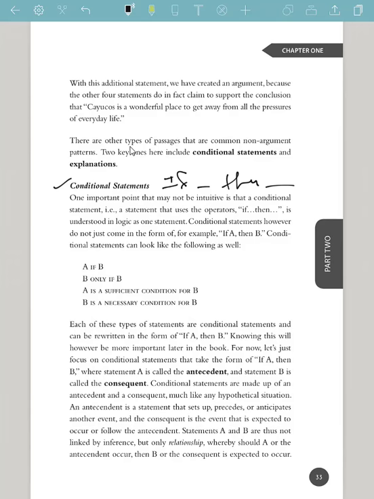So the only way a conditional statement can turn into an argument is if in fact you have other statements. Okay, so let me see if they give you an example.